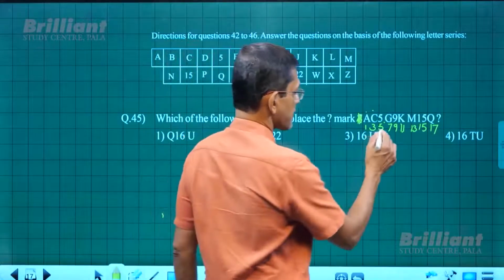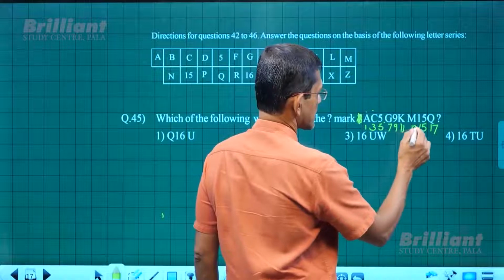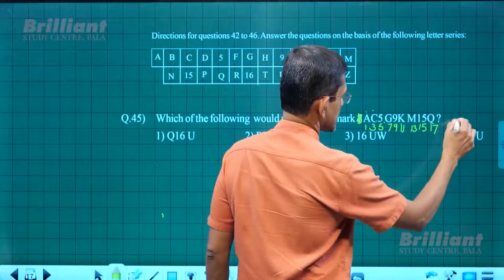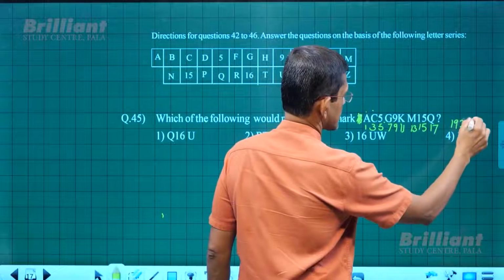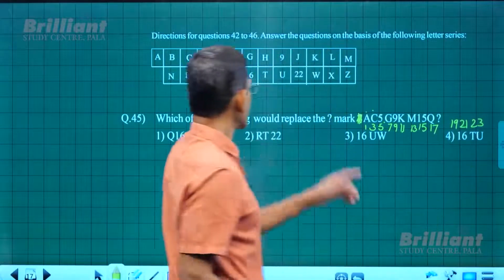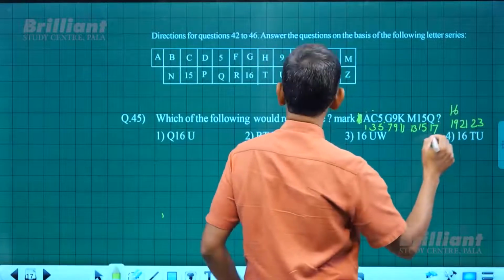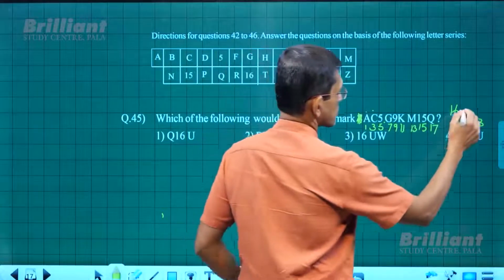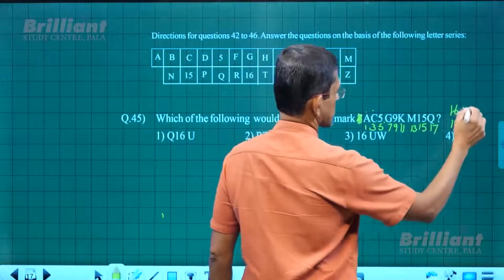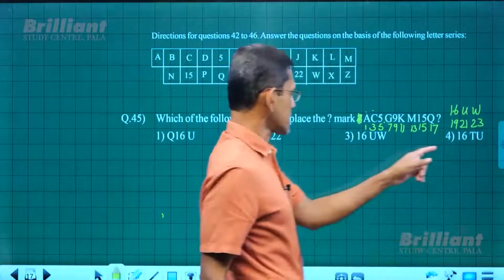So 1, 3, 5, then 7, 9, 11, 13, 15, 17. The next one must be 19, 21, 23. So here 19 is given as what? 16. So the answer must be 16. 21 is given as U and 23 is given as W. So 16 UW is the answer. 16 UW.